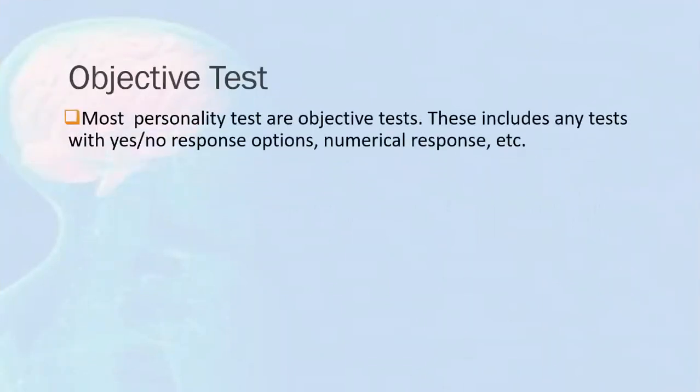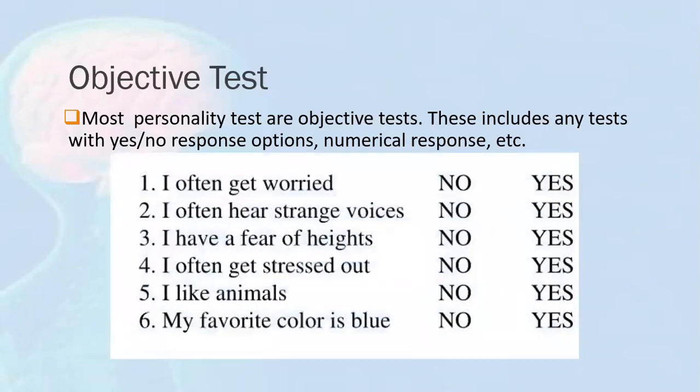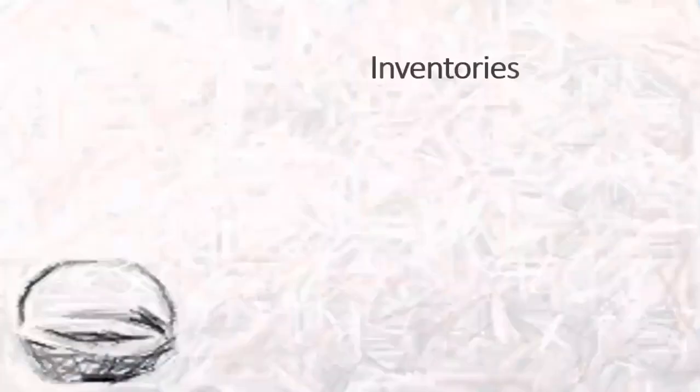Objective test. Most personality tests are objective tests. This includes any test with yes or no questions. Yan. I often get worried, no or yes. I often hear strange voices. I have a fear of heights. I often get stressed out. I like animals. My favorite color is blue. Yan. That's answerable by yes or no.